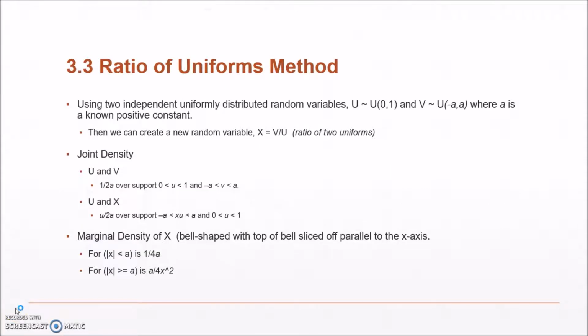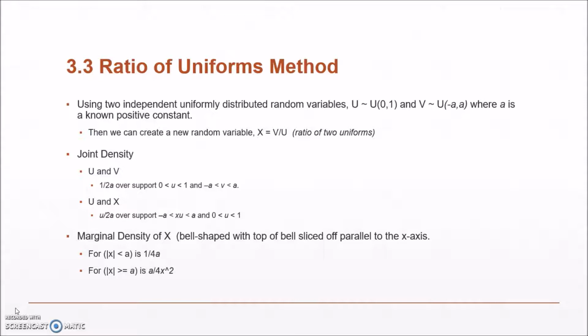Alright, so the last way to do random variates is to use a ratio of uniforms method. This is basically when you take two independent uniformly distributed random variables, and we'll set them as u, which is from 0 to 1, and v, which is from -a to a, where a is a known positive constant. What we can do then is create a new random variable, x, by taking a ratio of the two independent uniformly distributed random variables we created above. As you can see there, the random variable x is created using v over u.